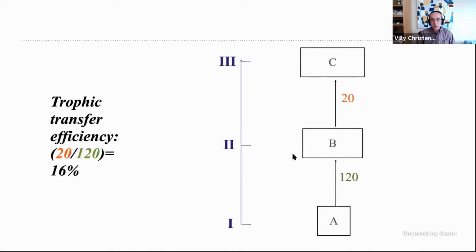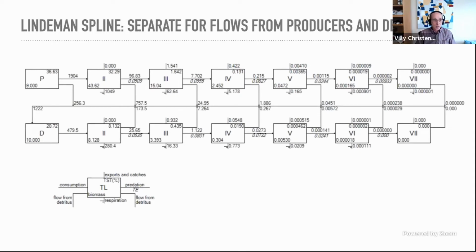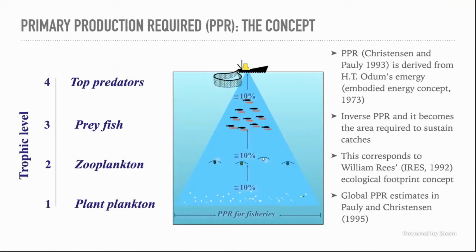We can define that with the Lindeman spine, as you see it here, which is a complicated creature, pretty neat stuff though, and as you can guess from the name, it goes back to Raymond Lindeman. It shows from producers and detritus how the flow is up through the food web and what happens to it, what the fate is, and neat summaries of it. You can also do that separately for what happens to detritus, what happens to producers, and so on. We have used this to estimate primary production required, which is a kind of a measure for the impact.